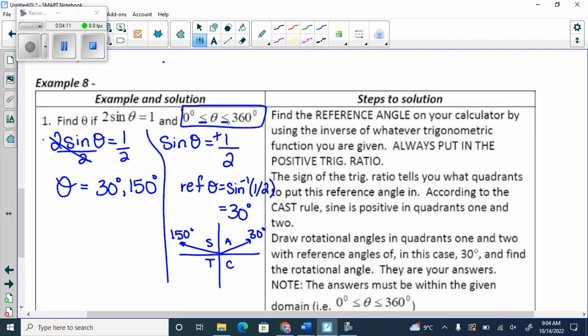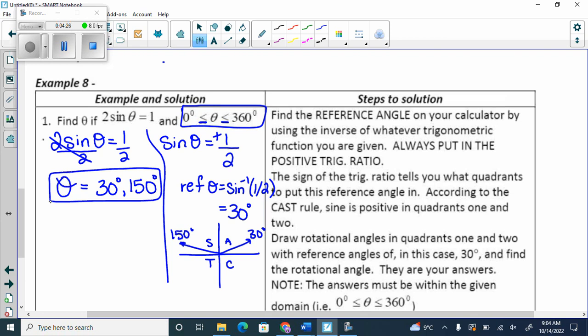That's stupid me. And if it's a round bracket, it means not equal to, and I wasn't allowed to give that solution. But I did. All right. So, boom, we're done. These are the only 2 that fall between 0 and 360.